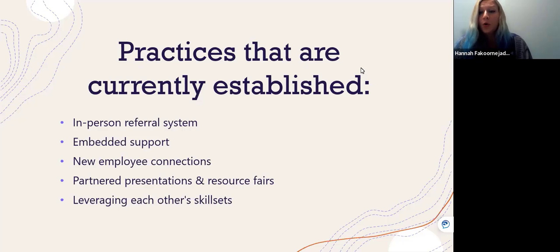Another is new employee connections. So when a writing tutor, for example, is onboarded as a new employee, we really try to set aside times where they can meet with the librarians just to start building rapport, since we know that they'll be working together in this mutual way. And same for librarians, we really want to introduce them to the writing tutor so that they can start building that connection, since we'll be working together in order to promote our student success.